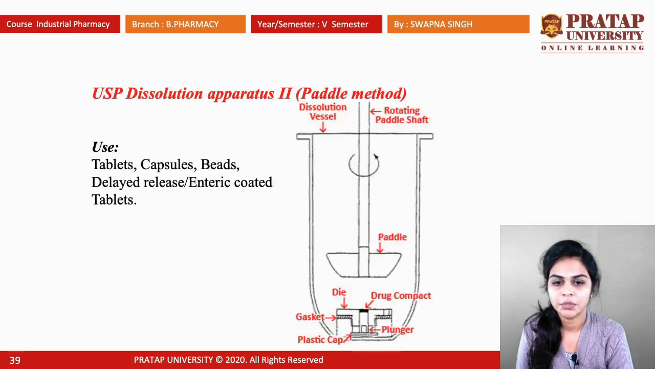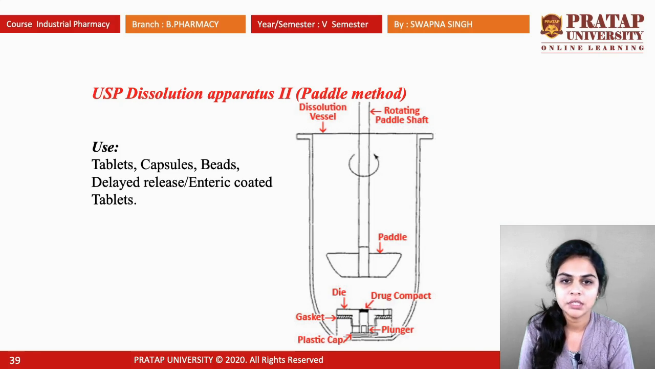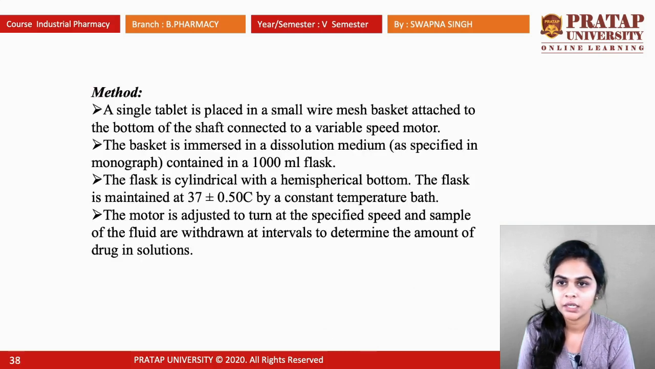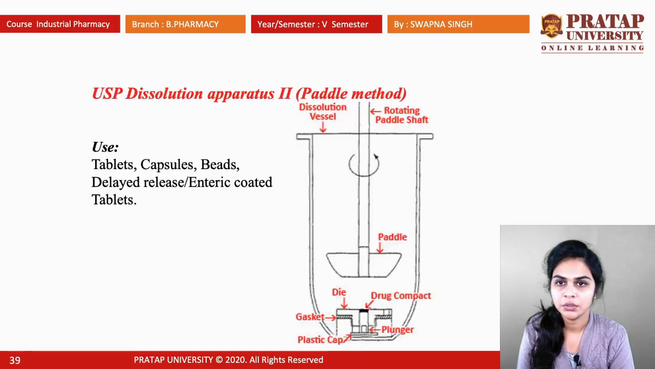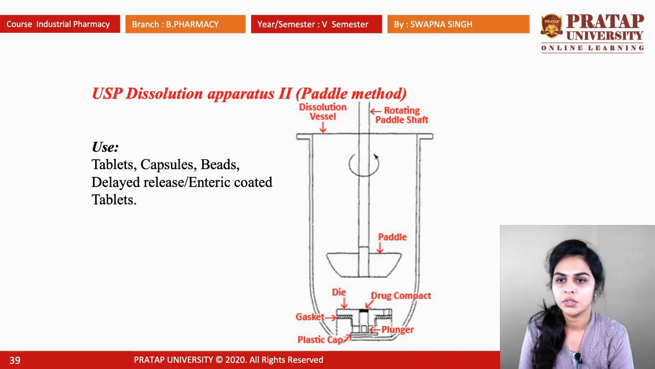Next is USP apparatus second, which is paddle type or paddle method. Actually USP apparatus first, that is basket type, and paddle type are both the same. The difference is that in apparatus first, basket type, there is a wire mesh basket attached to the bottom of the shaft. But in USP apparatus second, paddle type, there is a shaft with a paddle in place of the basket.